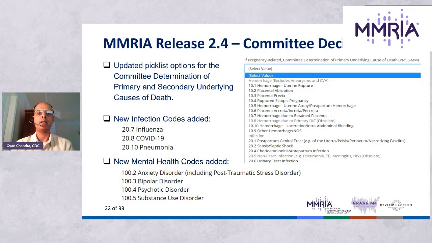3 new underlying causes of death codes have been added to the committee decisions form under infection. These include codes for influenza, COVID-19, and pneumonia. Also, 4 additional codes for mental health have been added, including anxiety disorder, bipolar disorder, psychotic disorder, and substance use disorder. We have also updated the SAS programs for importing and recoding MMRIA variables to account for these new underlying causes of death codes.